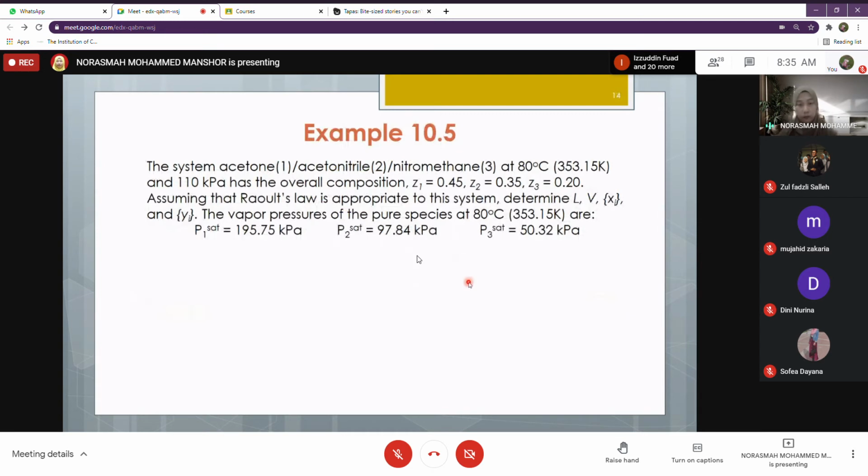Example 10.5. For the system acetone, acetonitrile, and nitromethane at 80 degrees C and pressure 110 kPa, the overall composition is Z1 0.45, Z2 0.35, and Z3 0.2. Assuming Raoult's law is appropriate for these systems, determine L, V, Xi, and Yi. Given the vapor pressures for the pure species, P1 sat, P2 sat, and P3 sat.